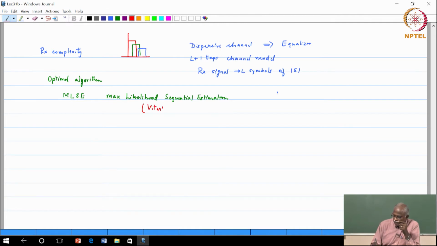The Viterbi algorithm has a complexity which is proportional to M raised to the power L, where M is your constellation size and L is the number of taps. So, M is your constellation size. If it is BPSK it is 2, QPSK is 4, 16 QAM is 16, and L is your number of symbols of ISI.